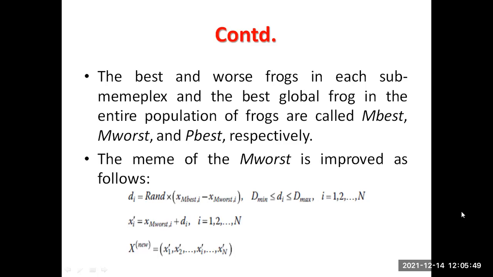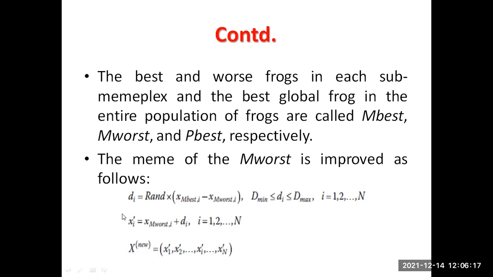No, sir. Okay. So how are we going to improve the M-worst? M-worst means the worst frog. The theory we have understood: the M-worst will take information from the colony best, meaning the best frog within the submemeplex where that particular frog is located, and from the entire colony. So this is basically the idea.